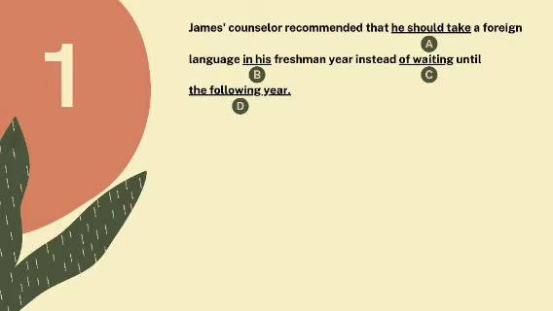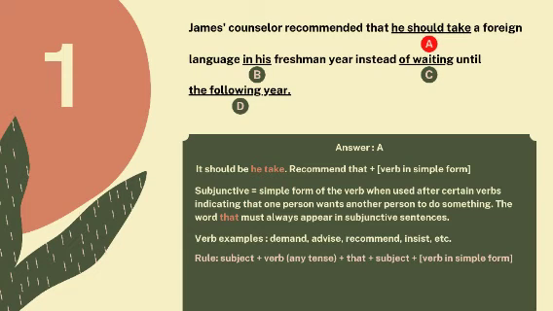James' counselor recommended that he should take a foreign language in his freshman year instead of waiting until the following year. So, the mistake of this sentence can be found in underlined words marked A. So the answer is A. He should be replaced with he take, because after recommend, that must be followed by verb in simple form.